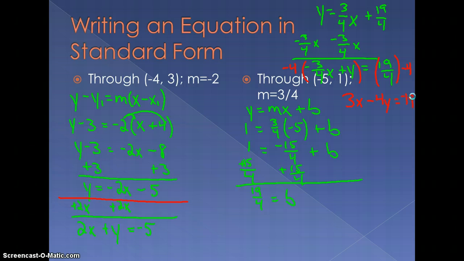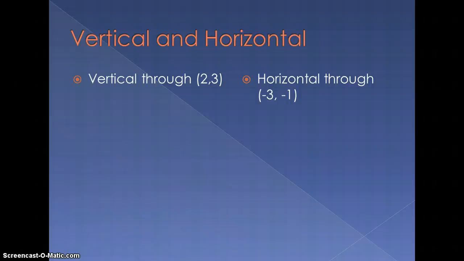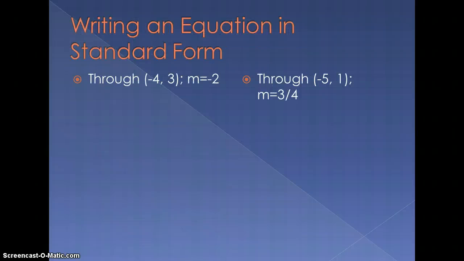So again, the process of getting something into slope-intercept form remains the same. We just take another step or two to get it into our standard form. That's all we have for today. We'll pick up with these tomorrow.